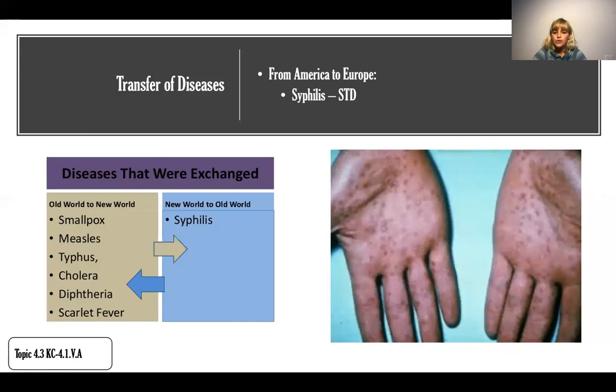Syphilis is a sexually transmitted disease. The longer you have syphilis, eventually it is a fatal disease. But it's not really a fair trade if you think about it. Smallpox, measles, typhus, cholera, diphtheria, scarlet fever, these are all deadly diseases. So if you come into contact with somebody, you could die, okay? Syphilis is a sexually transmitted disease, so there are ways to prevent STDs. You guys know how to prevent STDs. That's all I have to say about that.